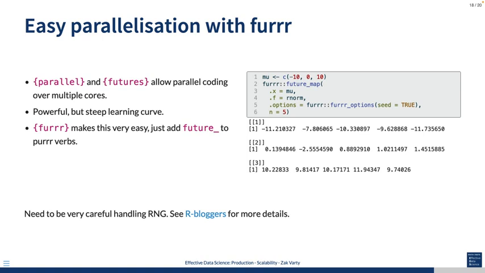What we need to be really careful of when we're doing this sort of parallelization is handling random numbers correctly. Thankfully, the future package will now warn you of this automatically, and this is why I've got this extra line where we're setting the seed option to be true, so that we're using consistent seeding across these generations. You'll notice that we don't get the same set of random numbers out.